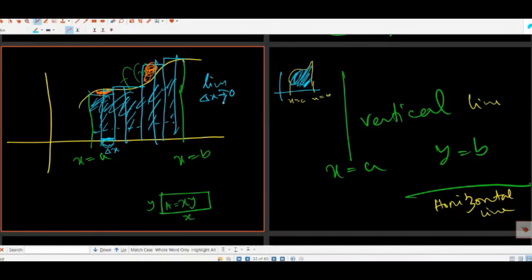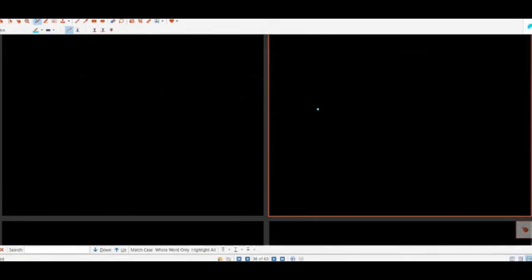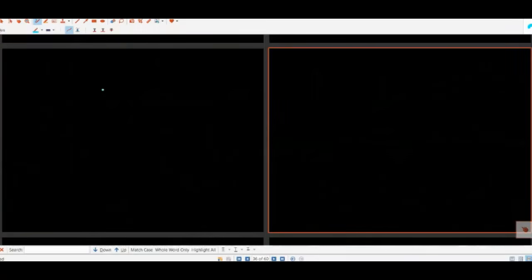So again, the concept of limit is helpful. This example is for integral calculus, and the earlier example is for differential calculus, where the concept of limit is acting as the building block, the fundamental block for calculus. Now let's get familiar with some terms.